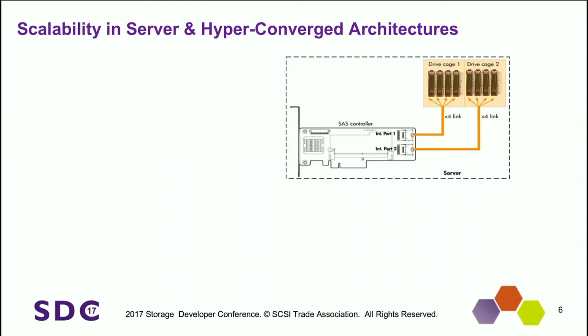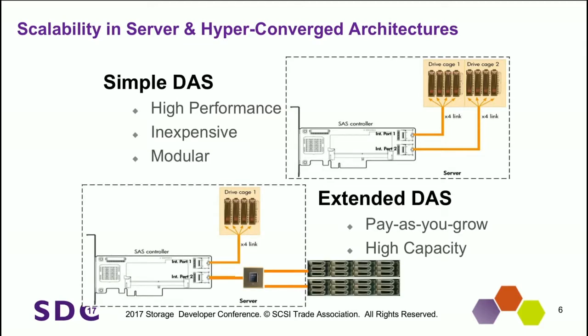You see a lot of scalability in servers and hyper-converged architectures. Basically, they put an HBA in there. They put a drive cage with a number of devices, and that's a directly attached device within a server. And again, those servers could be, for example, a hyper-converged server where you have a storage app like Ceph running on it, talking to a bunch of different devices. Scales out very well, very efficiently.